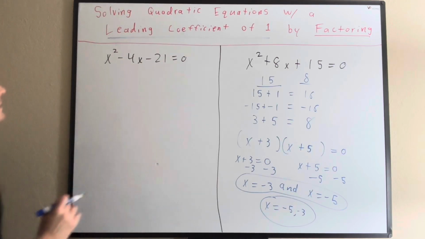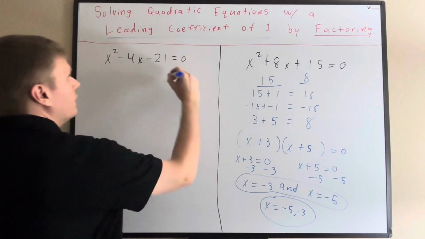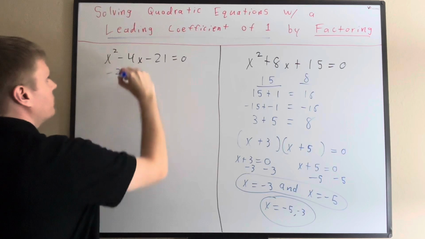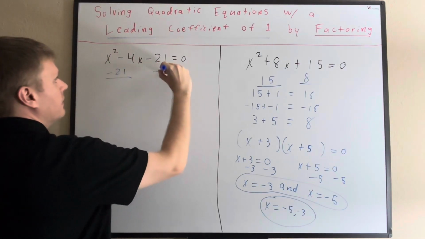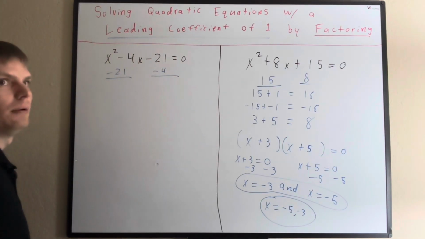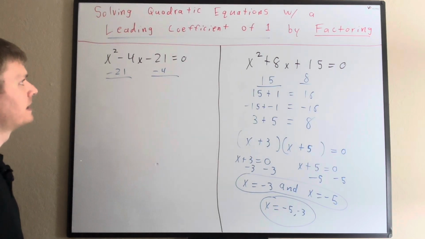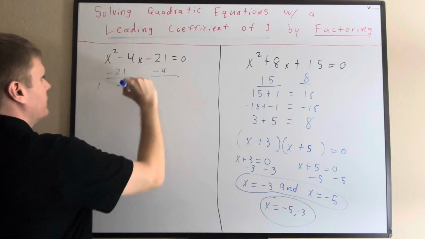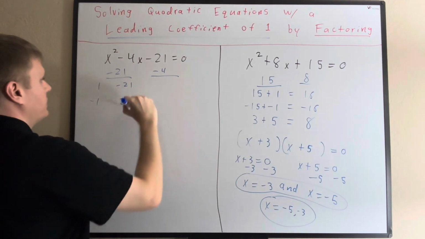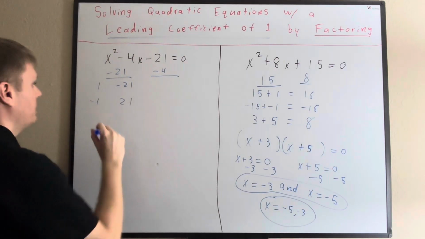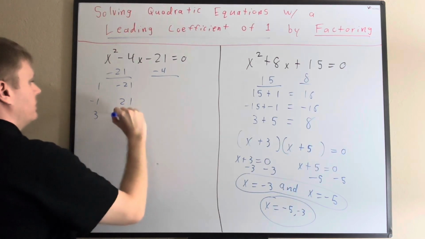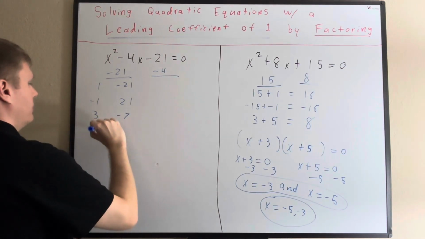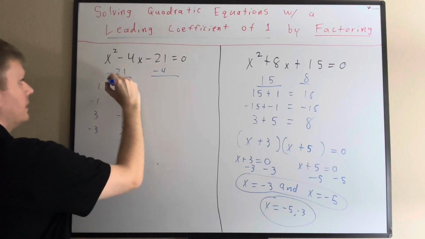All right, now let's do the other one. What is C? Negative 21. What is B? Negative 4. Well, there's 1 and negative 21. There's negative 1 and positive 21. What else? 7 and 3, right? 3 and negative 7 and negative 3, positive 7.